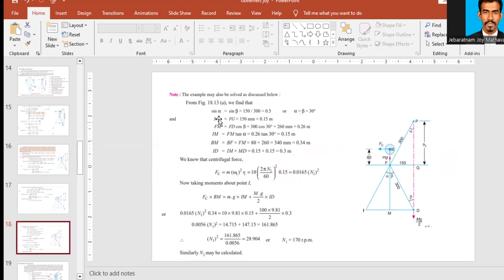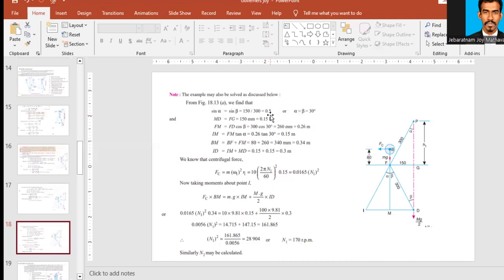From this figure, sine alpha is equal to sine beta, which is 150 by 300. Sine is opposite upon hypotenuse, that is 150 by 300. Similarly, sine beta is opposite over hypotenuse, also 150 upon 300. So sine alpha is equal to sine beta, which is equal to 0.5.